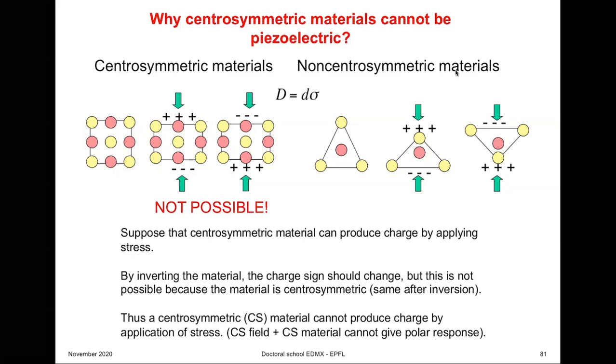Now, it is possible in a material to have directions along which the piezoelectric effect is non-zero, and other directions in the same crystal along which the piezoelectric coefficients are zero. We already mentioned that when we were looking at the matrices for different groups.